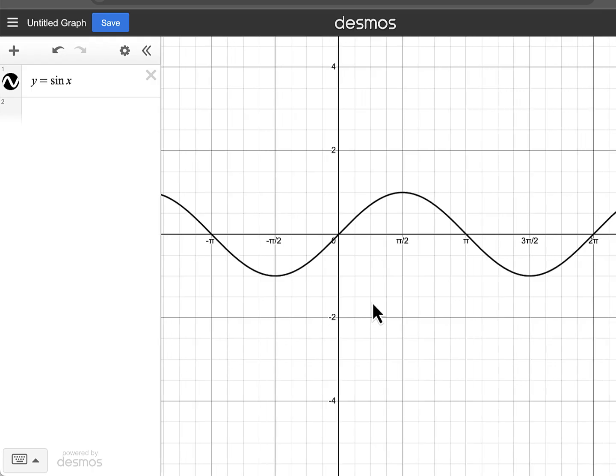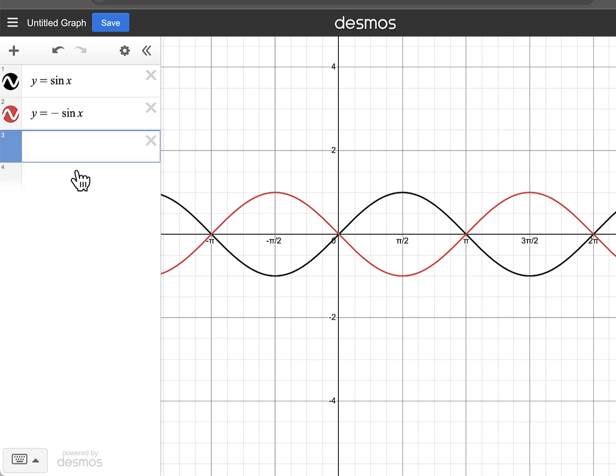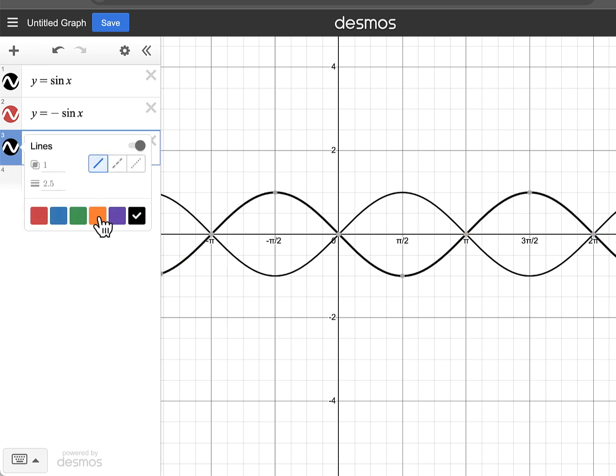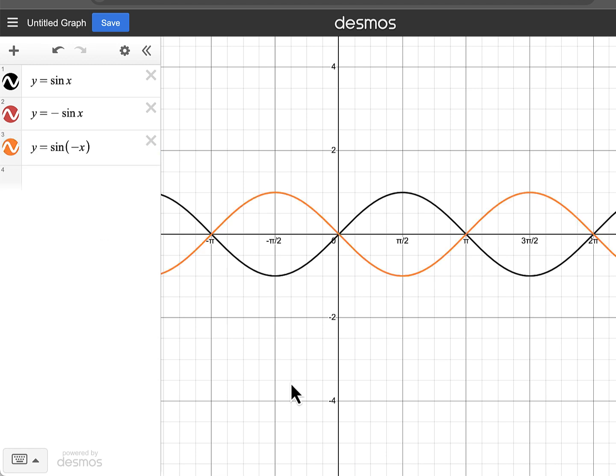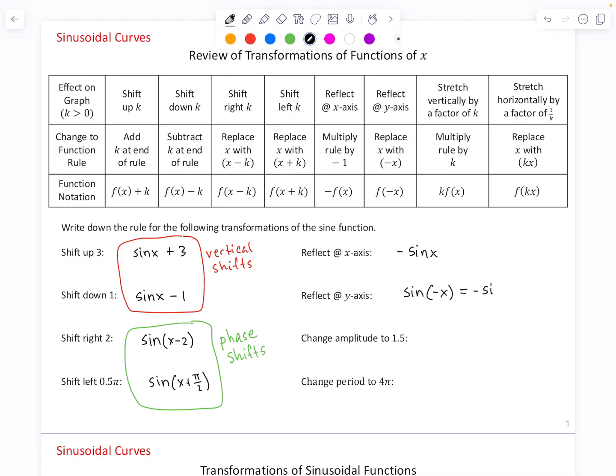Now in the case of sine of x, if you take this graph and reflect it across the x-axis, you put a negative in front. Y equals negative sine x. So the black graph is the parent, the red graph is the reflection across the x-axis. But if you take the sine wave and reflect it across the y-axis, we'll type in y equals sine of parentheses and put -x, change that color to orange. We get a graph that looks exactly like the reflection across the x-axis. The red is the reflection across the x-axis, and the orange is the reflection across the y-axis, and they're the same. So the sine of -x and the negative sine of x are equal. And this is because sine is an odd function.